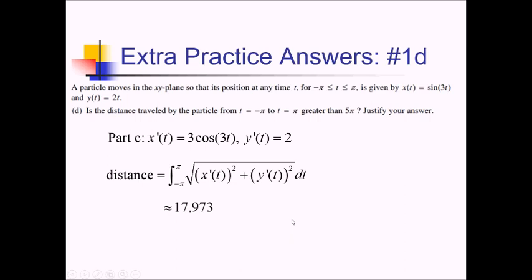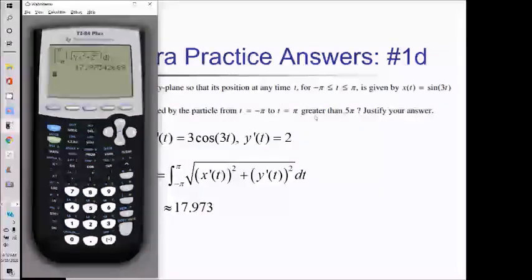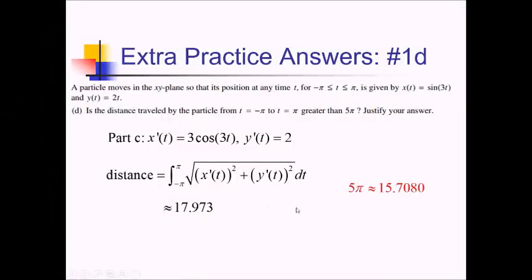They wanted to know if the distance traveled was greater than 5 pi. Well, what is 5 pi? If I go back to the calculator, let me just type in 5 pi. That comes out to 15.708 approximately. Because this number is bigger than this number, we can say that our total distance is in fact greater than 5 pi. So now the question is answered.